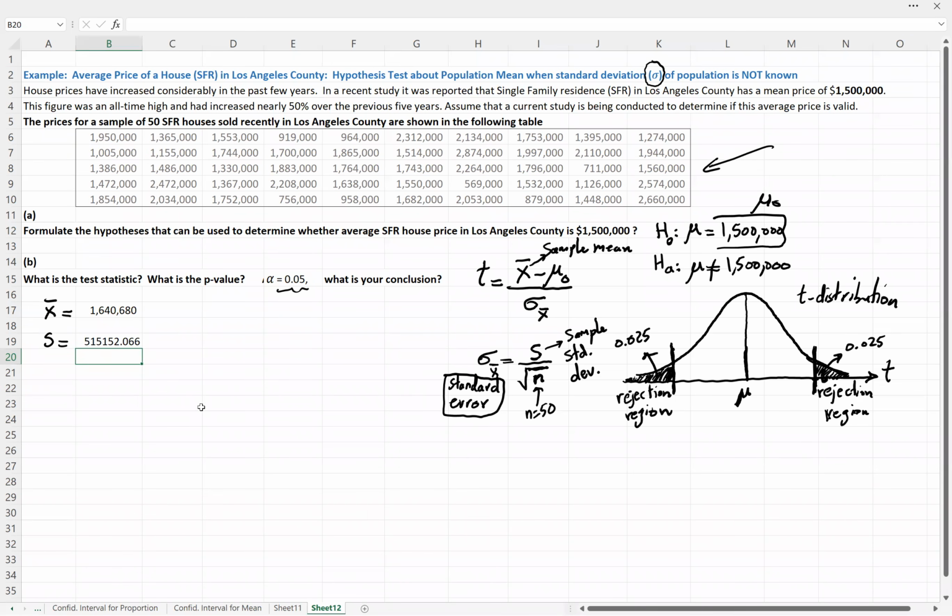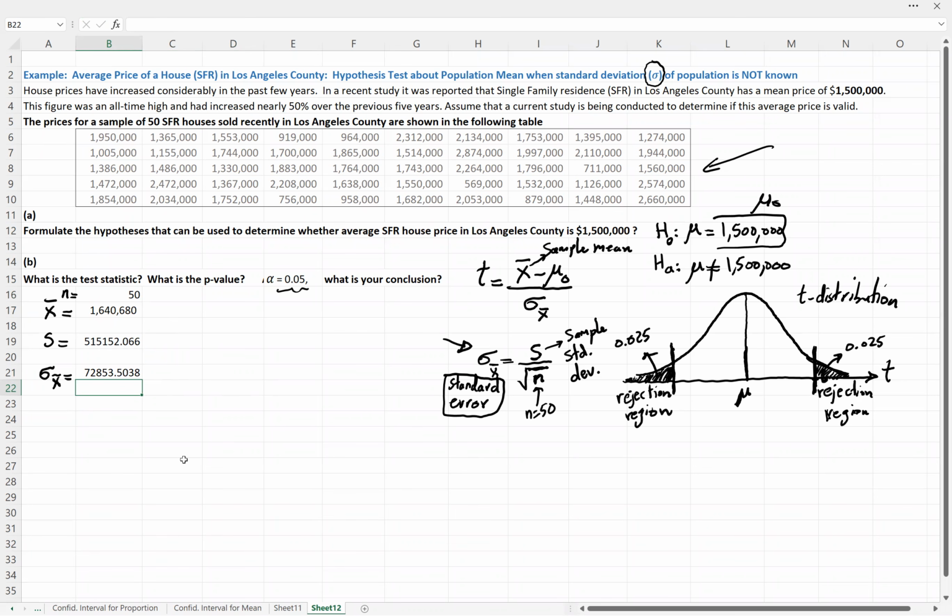So therefore, we can compute the standard error, which is sigma x bar, using this formula. So it's the standard deviation of the sample divided by, let me also write down here, n equal to the sample size, equal to 50. So the standard error is equal to the standard deviation divided by the square root of the sample size. Okay, so that's our sigma x bar. Then we can compute the t-value.